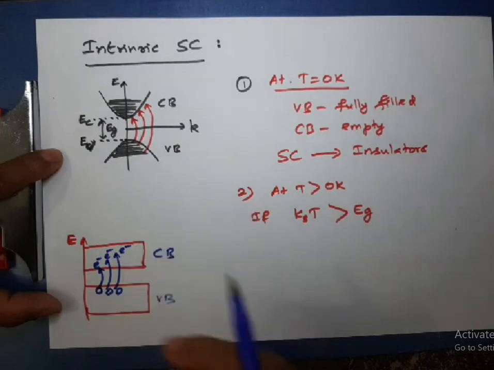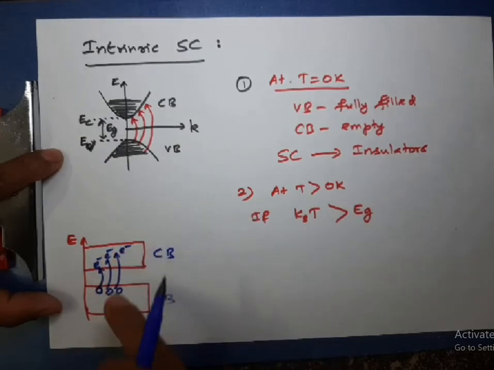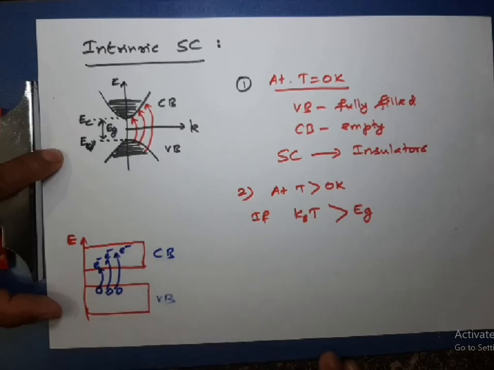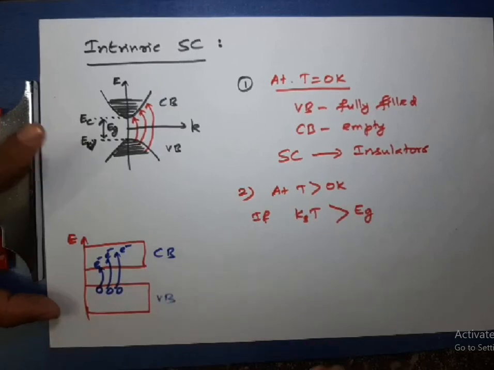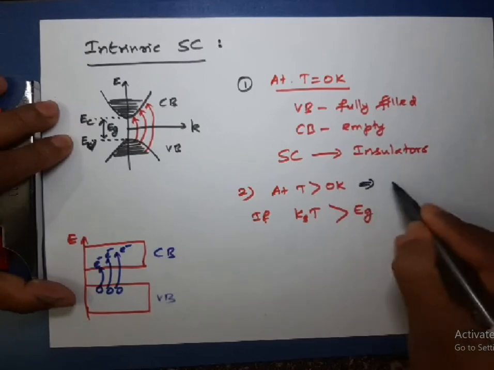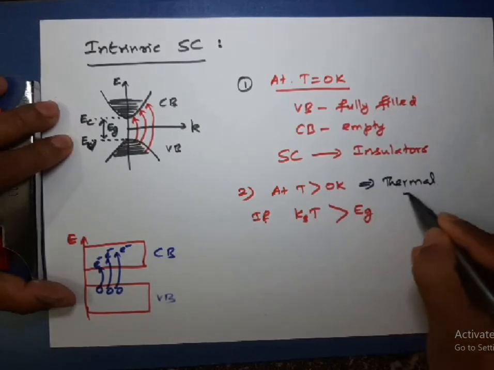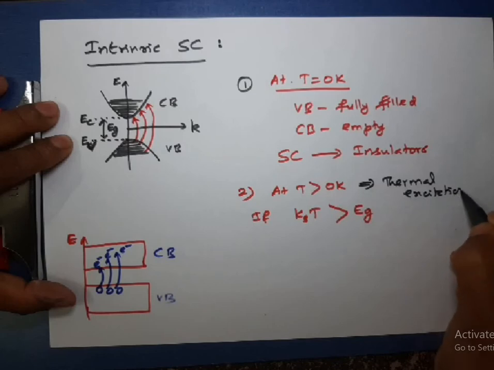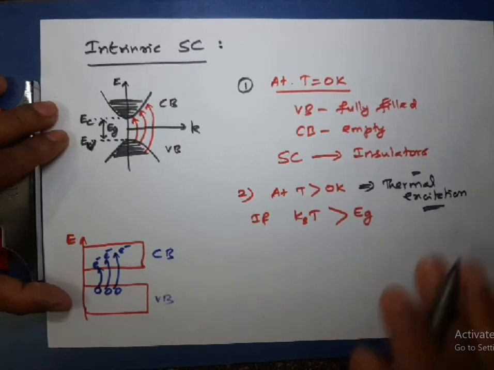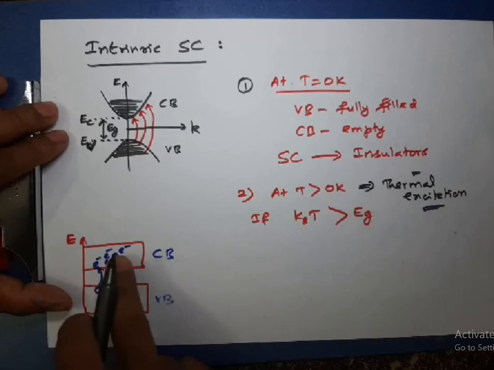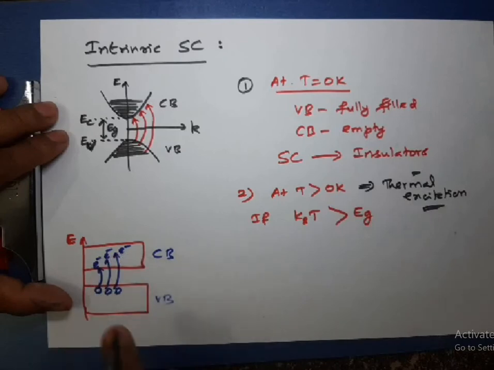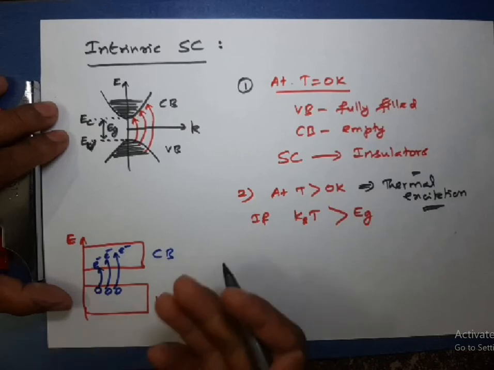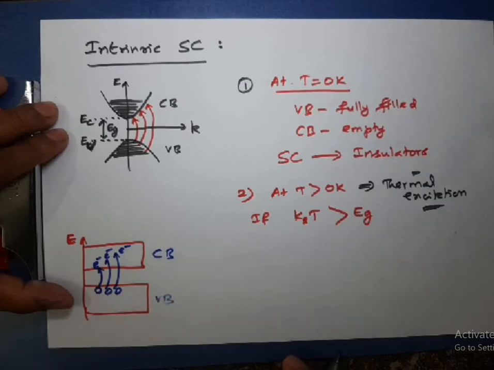So for each transition, you will get an electron in the conduction band and a hole in the valence band. This is purely due to thermal excitation. So at a temperature above 0 Kelvin, thermal excitation takes place. Due to thermal excitation, you will get electrons in the conduction band and holes in the valence band. Holes mean positive charge.